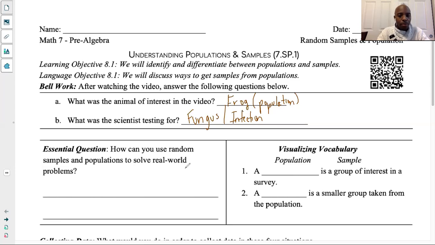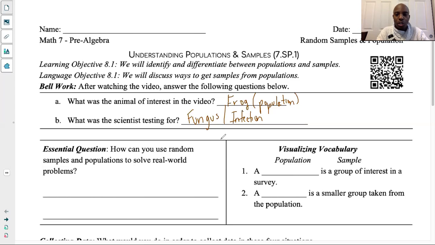So a population is a group of interest in a survey or some type of test. In this case, the group of interest was frogs, that was needed to complete this type of test or this survey or this question that they wanted answered. And a sample is a smaller group that's taken from the population. So we know the population was frogs. If we take 100 frogs out of the total, and we don't know what the total is, but we take 100 of them out of there, a specific number out of the population, that's our sample.